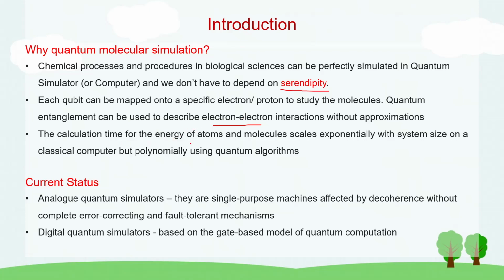the calculation time for the energy of atoms and molecules scales exponentially with the system size. We have seen the system itself grows exponentially, right? When you want to do the simulation on a classical computer. But if you use a quantum algorithm, it will scale polynomially. So these are all the advantages you see here.